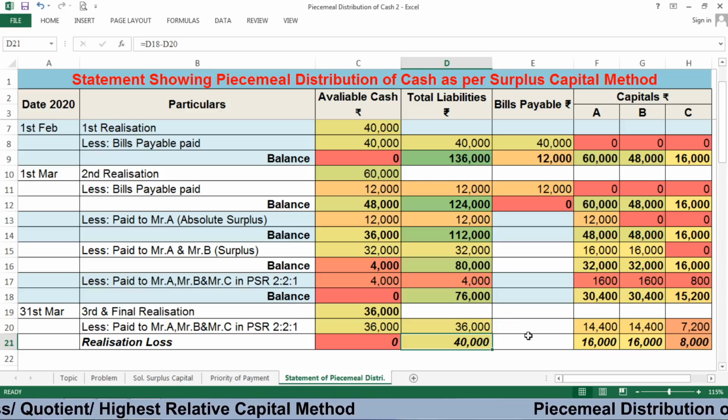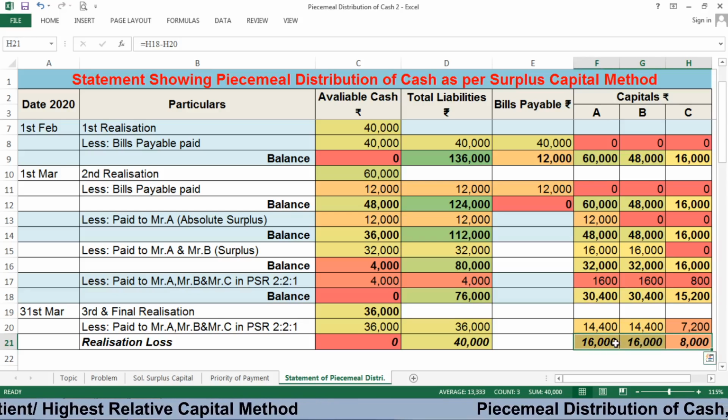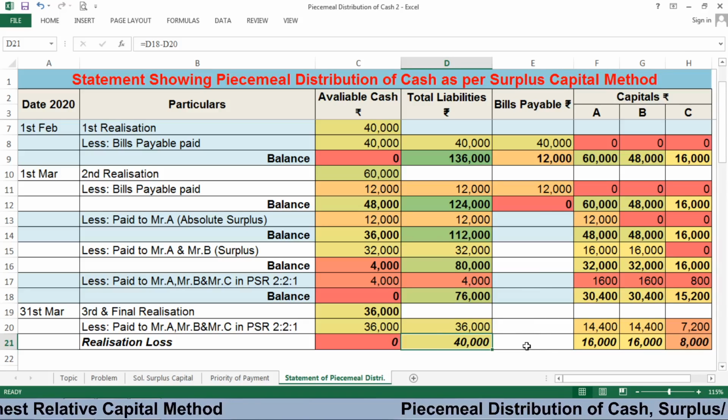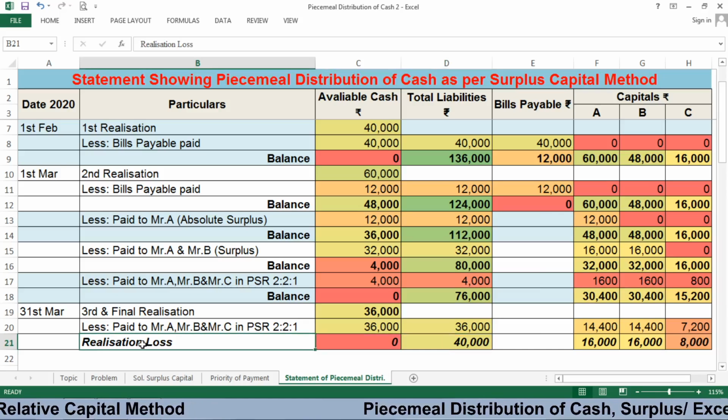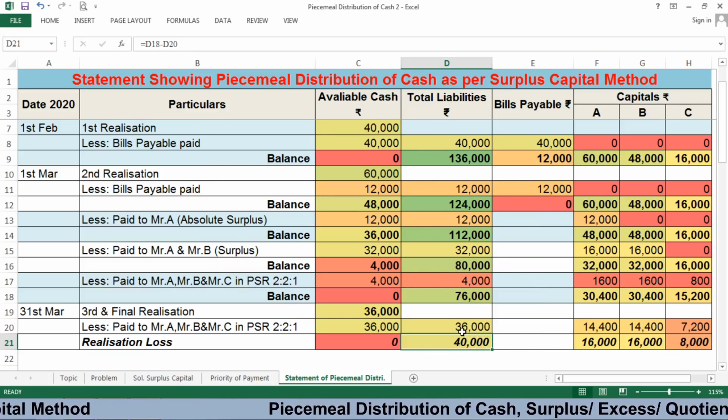So here you can check the balance of Mr. A, Mr. B and C, that is 8,000, 16,000 and 16,000. So the total is rupees 40,000. So 16 plus 16 is 32, 32 plus 8 is 40. So we are unable to pay the amount of rupees 40,000 to the partners, which is called a realization loss. It means that after a distribution of cash to the partners after dissolution of the partnership firm, the amount of rupees 40,000 we are unable to pay is called realization loss.